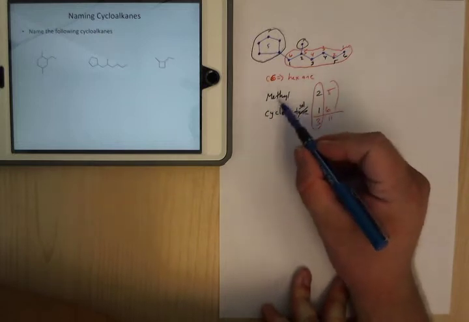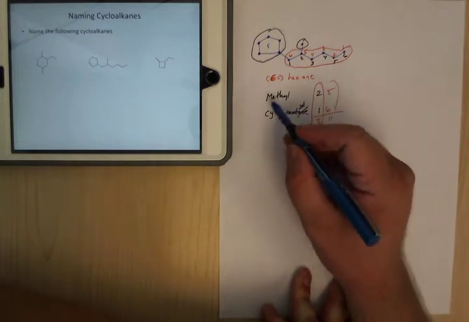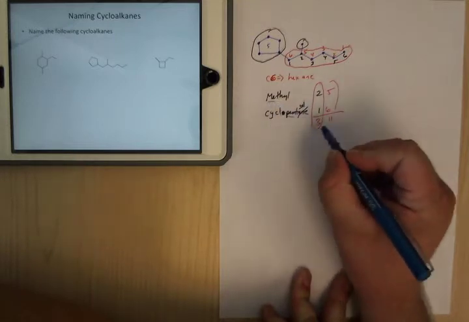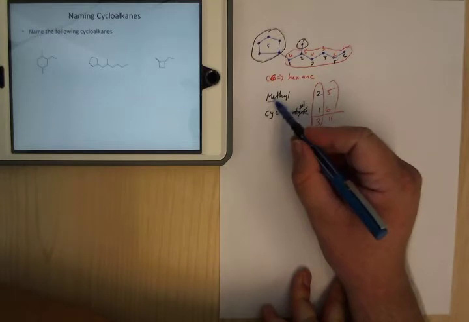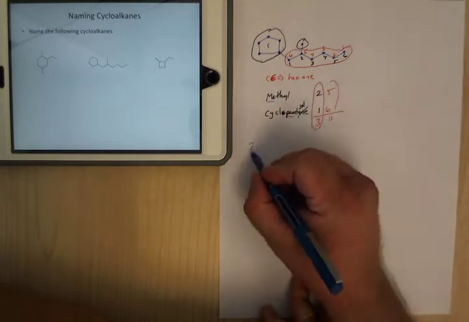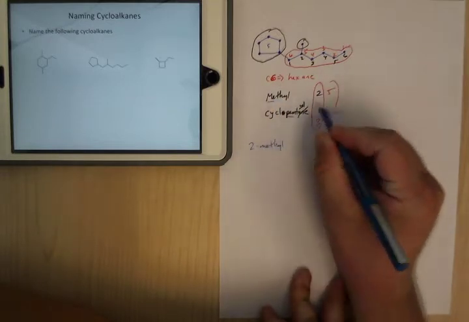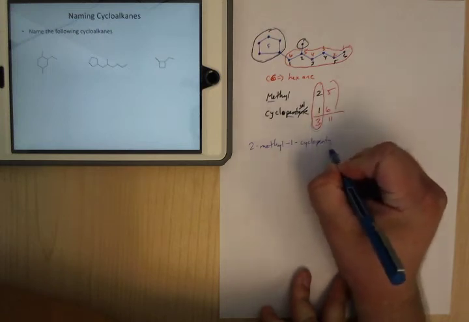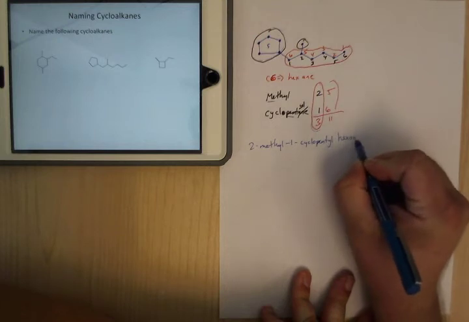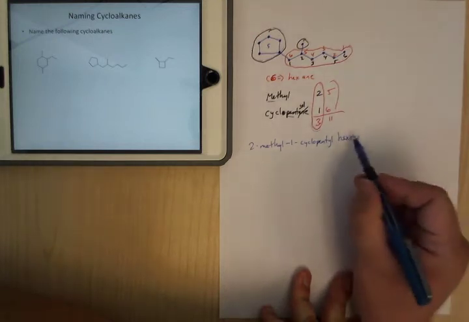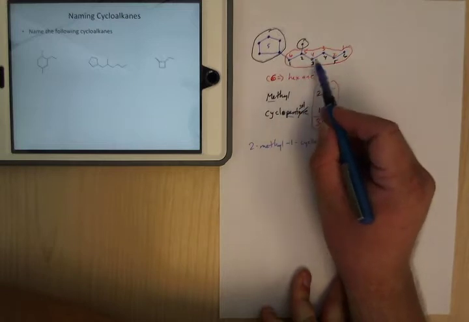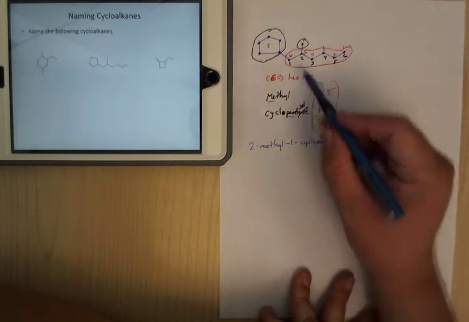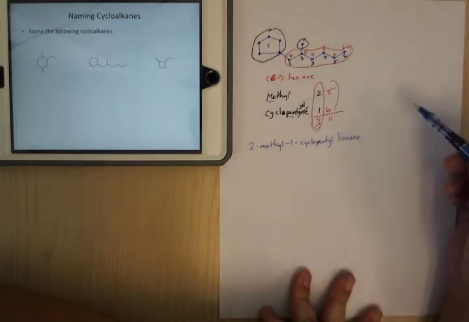We have to put the side chains in alphabetical order. It's not methyl versus cyclopentyl, it's really just methyl versus pentyl. So methyl comes first. So it's 2-methyl, 1-cyclopentyl hexane. There we go. We have a straight chain that's 6 long, 1, 2, 3, 4, 5, 6. We have a methyl group hanging off of carbon 2, and a cyclopentyl group hanging off of carbon 1. So there we go.